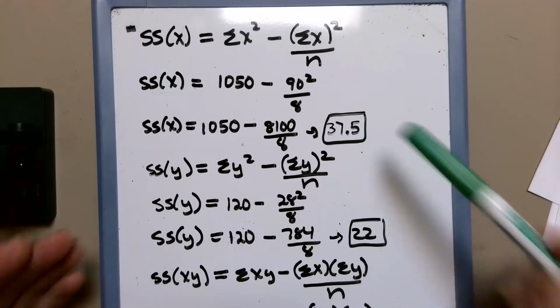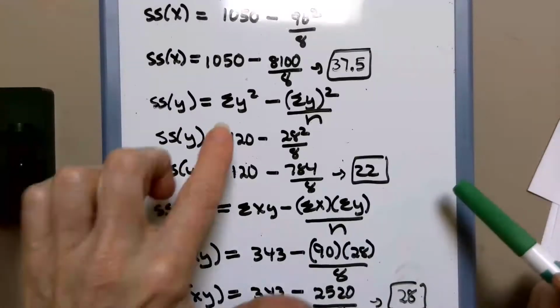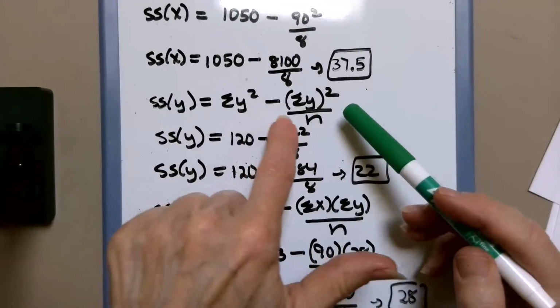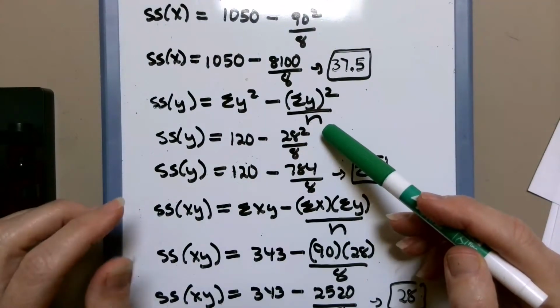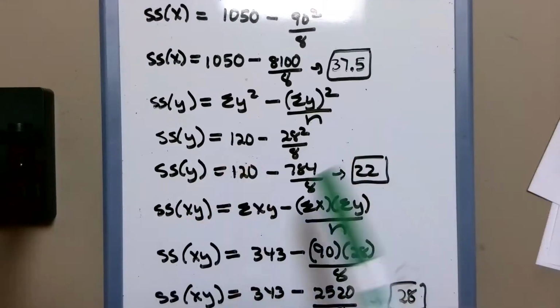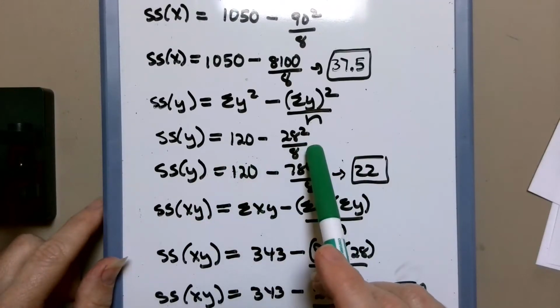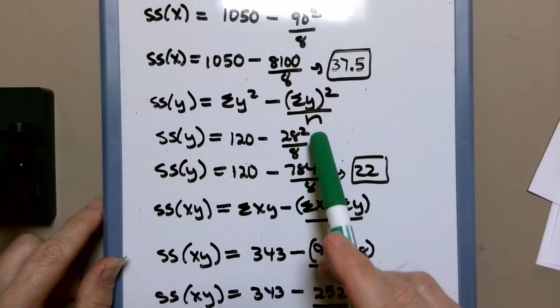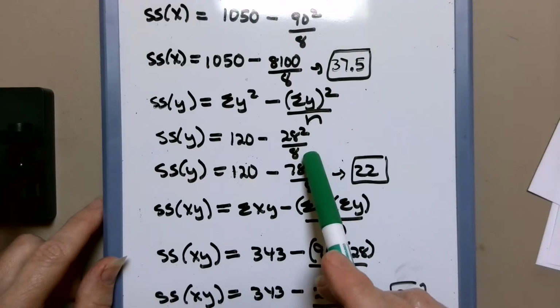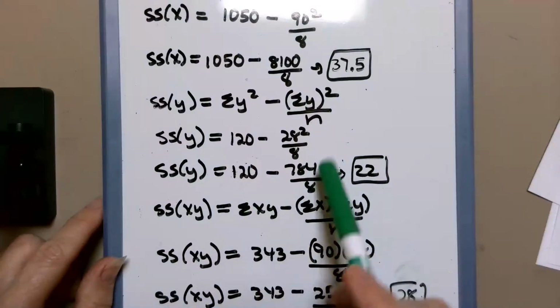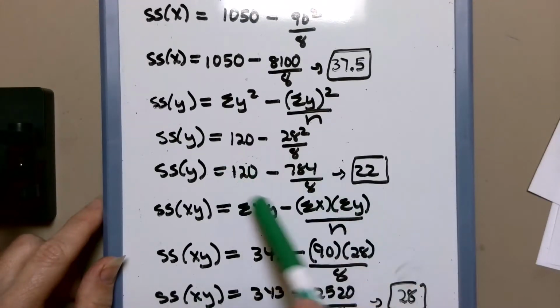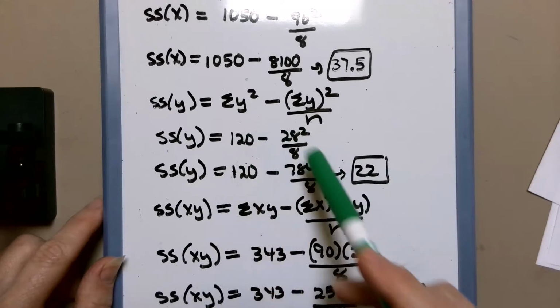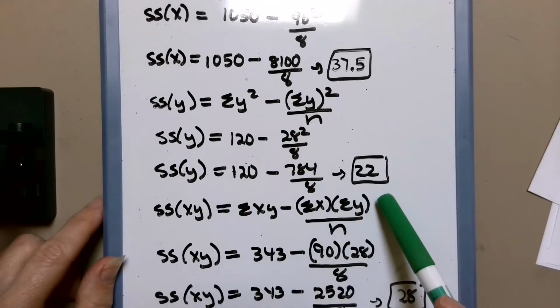For the sum of squares of Y, our formula is the sum of Y squared minus the sum of Y, squared, over n. The sum of the Y squared column was 120, minus the sum of the Y column, which was 28. We square that and divide by n, which is 8. So that's 120 minus 28 squared, which is 784, divided by 8. You can put that into your calculator, or this version would work too, and the sum of squares of Y will be 22.